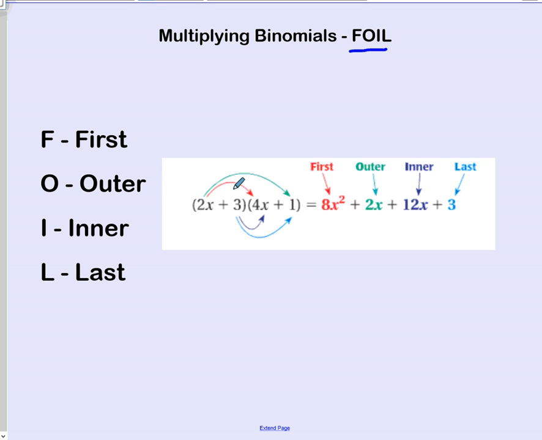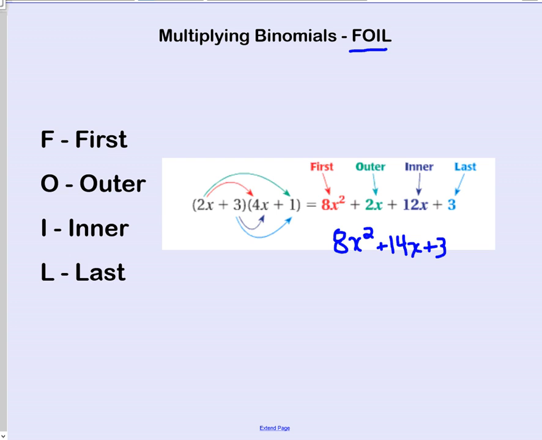Then what you would do is continue, because we have some like terms that we can add together. So I'm going to finish this problem off. I know that 8x squared can't be combined with anything else, but 2x plus 12x is going to get me 14x. And then my last term, 3, can't be combined with anything, so it's just going to be 3. So then this would be my answer.